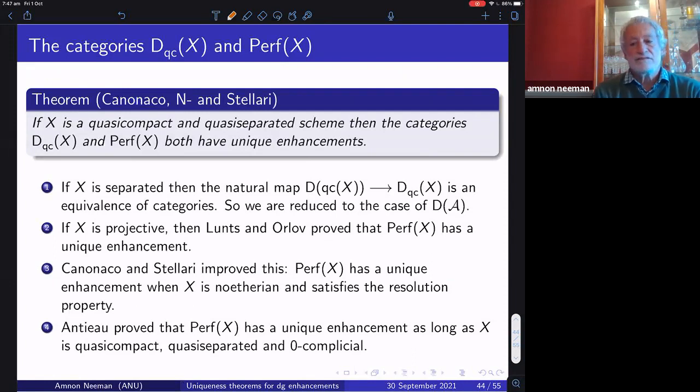Now, the second major theorem in the paper by Canonaco, myself, and Stellari is that if X is a quasi-compact and quasi-separated scheme, then the category of sheaves of OX modules with quasi-coherent cohomology and the category of perfect complexes both have unique enhancements.